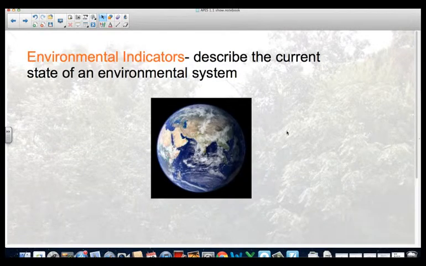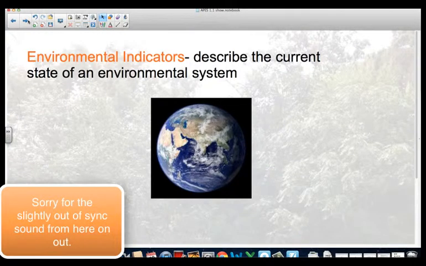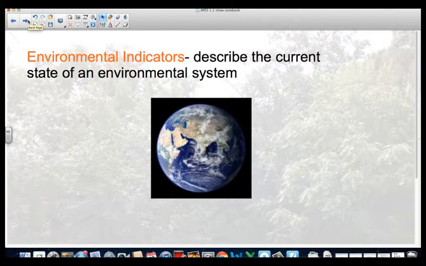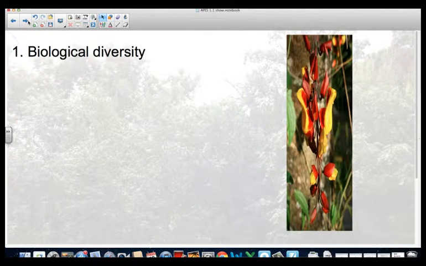But what we'll do then is extrapolate and say, how does this specific instance apply on a broad scale as well? And so there are 5 environmental indicators that we're going to talk about this year, very broad categories. These are not like chapters or units in your book, but sort of themes that should always be in the back of your head as we go through everything else the rest of the year.